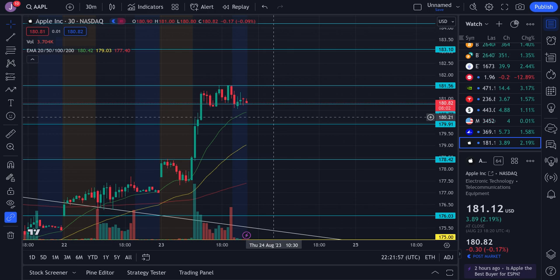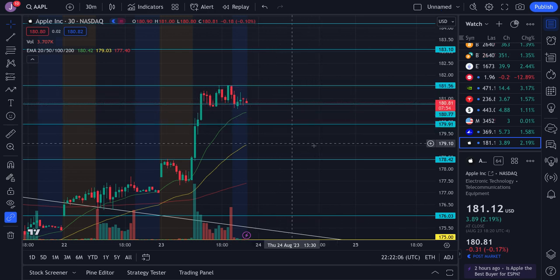So look for a little pop for a drop on Apple. It could pop to about 182 plus, come back down to about 180, then break down to the 179s, if not 178.5. Just to be safe, make sure you are well aware of this.